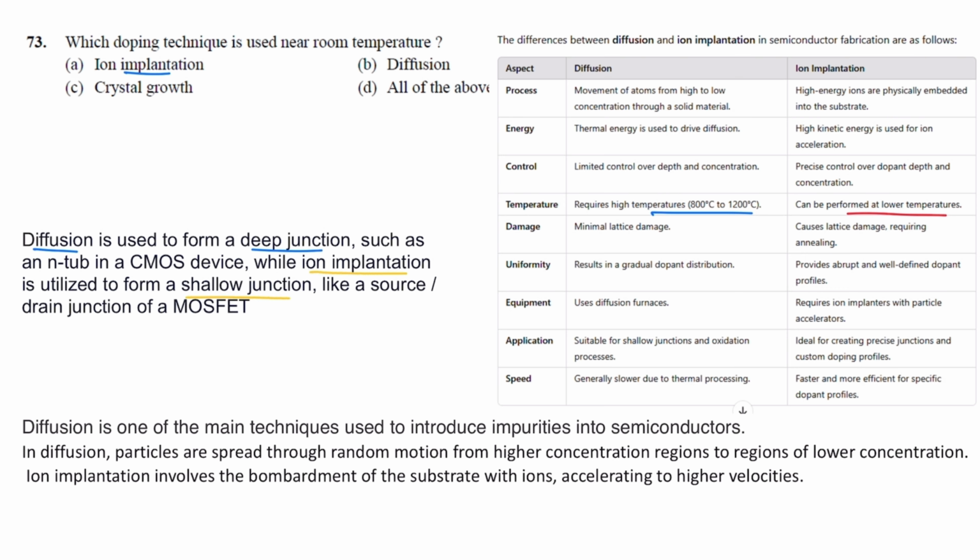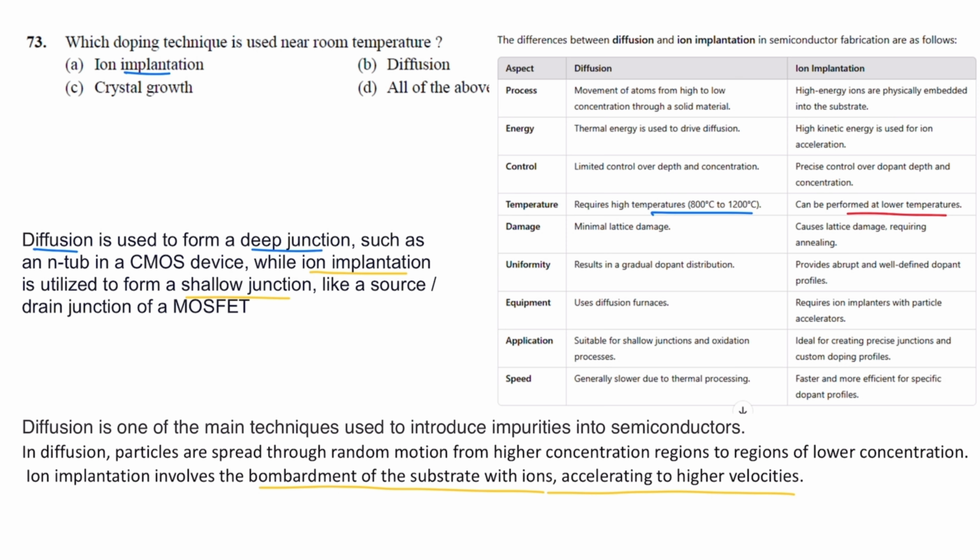Diffusion is one of the main techniques used to introduce impurities into the semiconductor. In diffusion, particles are spread through random motion from a higher concentration region to a lower concentration region. Ion implantation involves bombardment of the substrate with ions accelerated to higher velocities. So let us see the differences between diffusion and ion implantation.